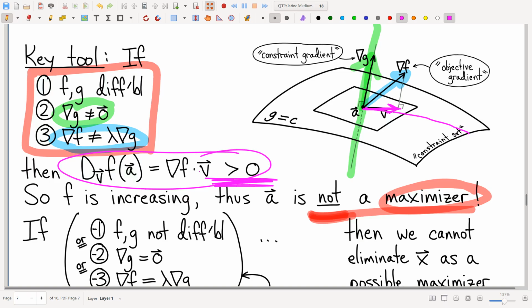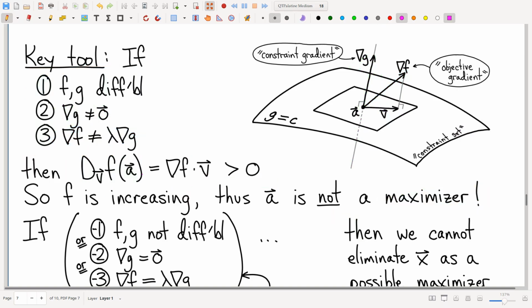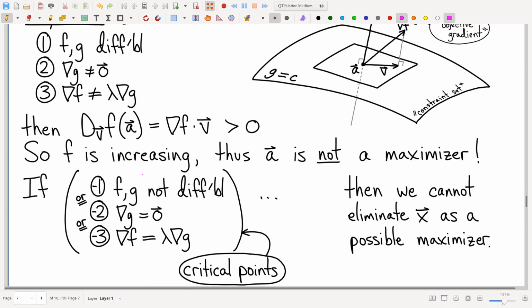All right, so again, it's just a matter of looking at points where these three conditions fail. And so just like you would expect, we're going to look for points where one of these functions fails to be differentiable. Our argument crashes and burns. We have no idea what to do there. Points where the gradient does not define a direction at all. My argument crashes and burns. Or points where the objective gradient is a multiple of the constraint gradient.